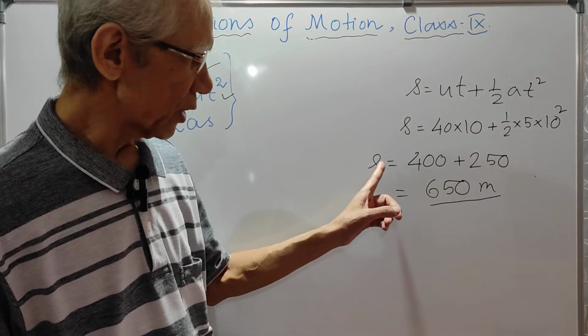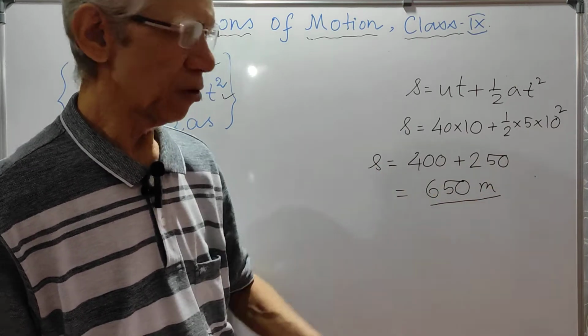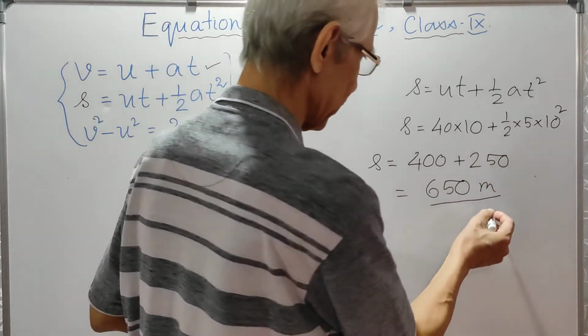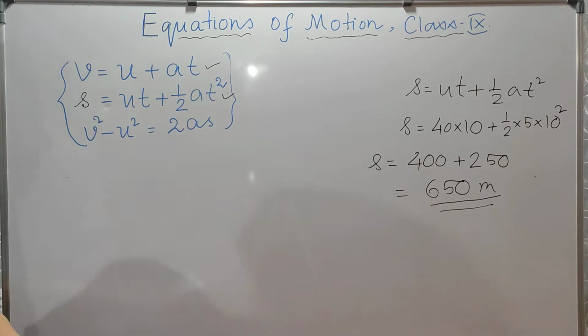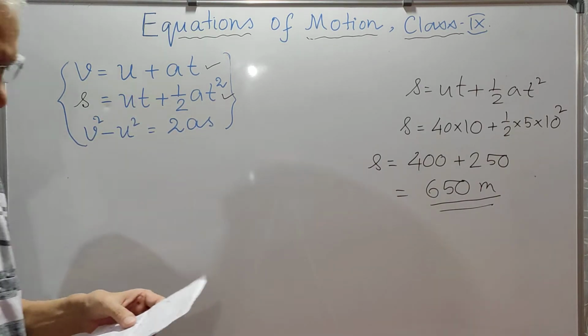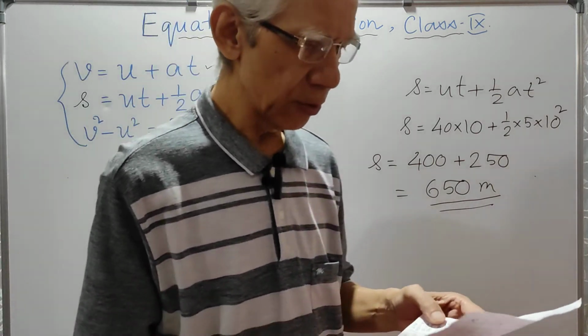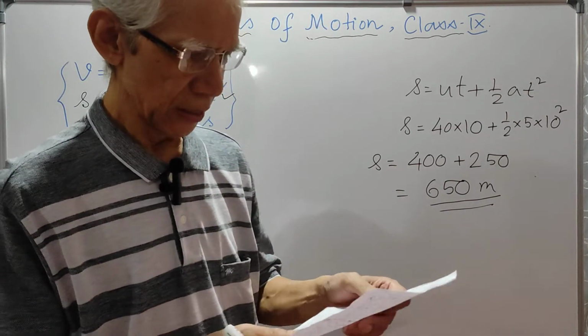Now distance, what is the SI unit of distance? Meter. Therefore it will be meter. So this is the answer. S equal to 650 meters. So we have used this second equation. Is it clear? Now let us see another which also uses the second equation.